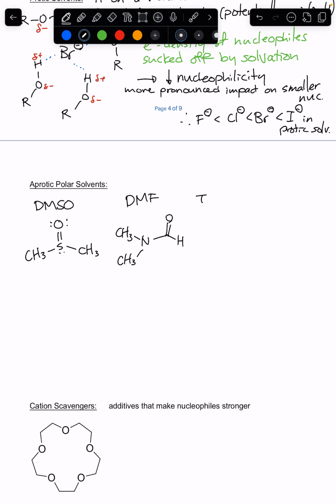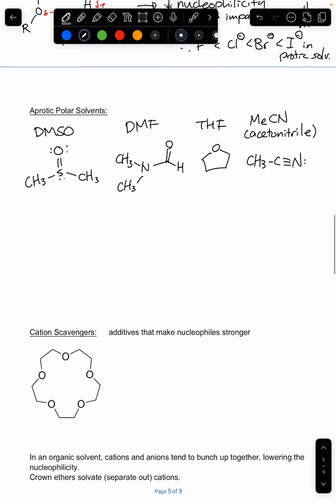Okay, and then THF and acetonitrile, which is often abbreviated like this, but that stands for acetonitrile. These are sort of the go-to solvents for chemists when you want to do SN2 reactions. And one other honorable mention is acetone. It's not very inert, so it's not great, but it works on a lot of things.